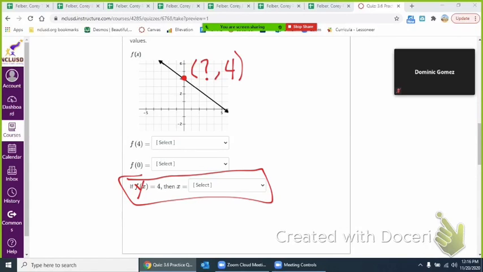They're either going to give you a y and ask you to find the x, or they're going to give you an x and ask you to find the y. Just remember, if it's inside the parentheses, it's an x. If it's outside like that, it's a y.